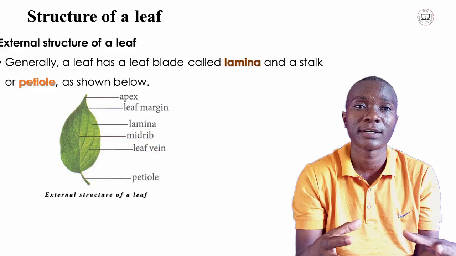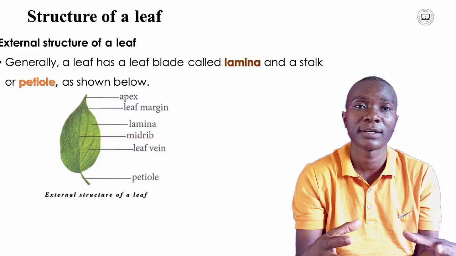Now you can look at this leaf. Starting from here, you have this part known as a leaf stalk or petiole. Then from here, this is known as the leaf margin. Then going through the leaf, you have this one, known as the main vein, or the midrib. The main vein is also known as the midrib.